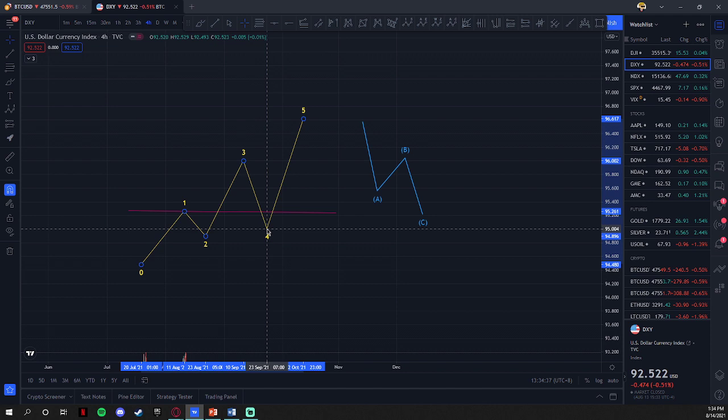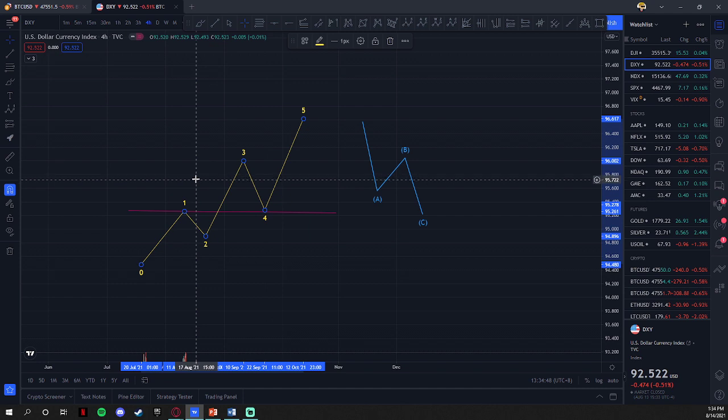If wave 4 goes down to here, for example, and closes the candle down here, this is not a valid count. You would have to redo your count. So wave 4 must hold the wave 1 territory. I hope this makes sense, but that's why it's a very good idea to be playing your buys around this support. It really works out so well.